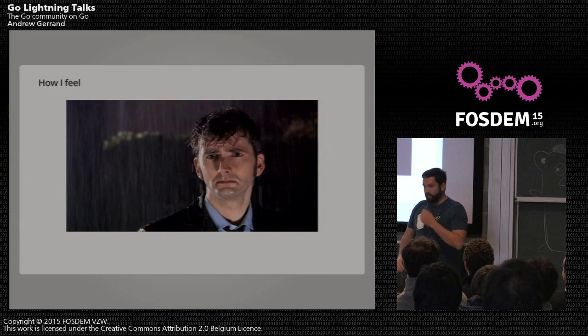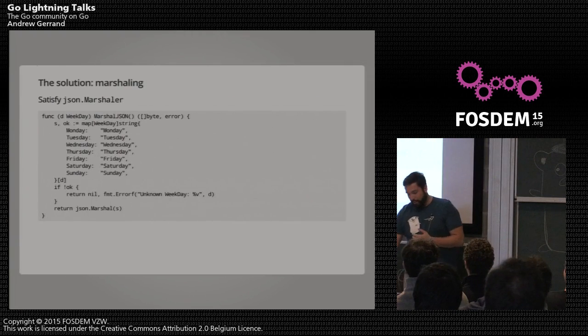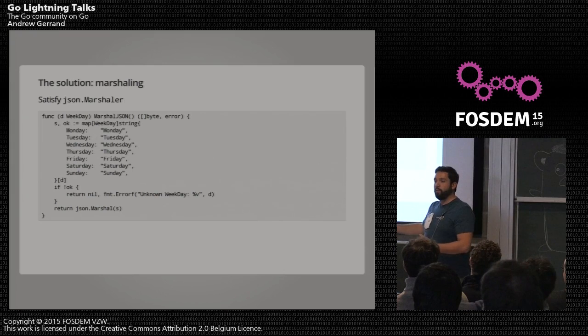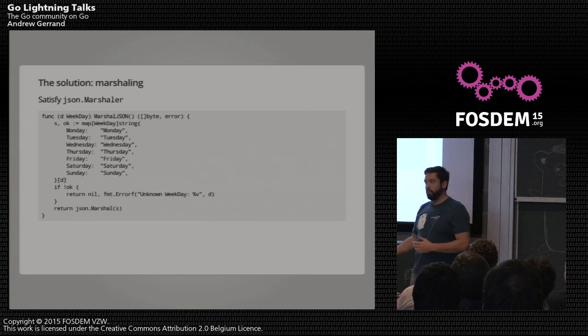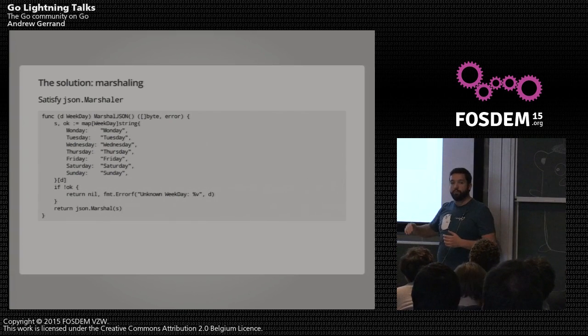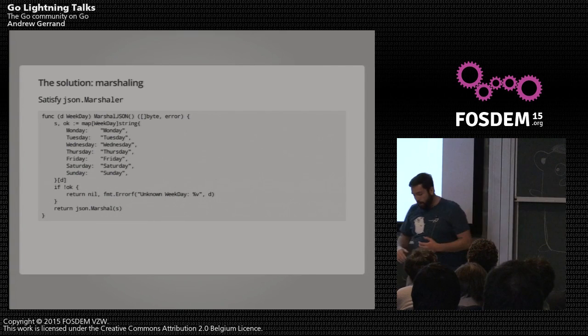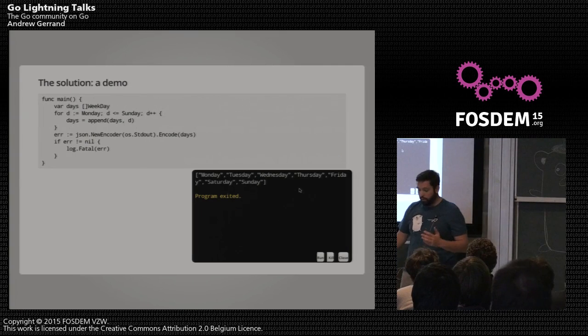And I'm pretty sad at this point. It's like, really? This is not really useful for me. But then I read the specs, and I have a longer talk about this. Basically, you have to use JSON Marshaler. It's a really cool interface that allows you to specify the way a given type is marshaled into JSON. So I just added this, which basically checks in the map which value of the day I have and what's the corresponding string. And I run it, and now it works.